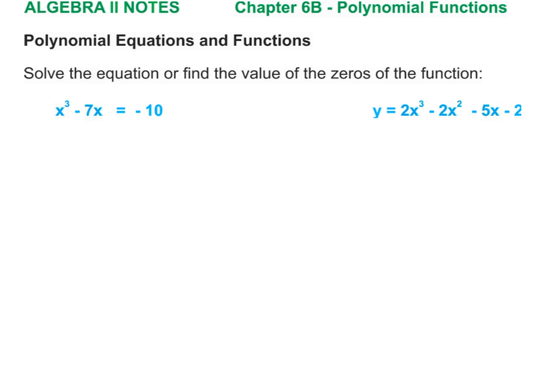Next situation. What if they ask you to solve an equation or they ask you to find the zeros of a function? In both cases, you need to set them equal to 0. Therefore, I need to move this negative 10 to the other side. I'm going to add its opposite to both sides. Okay, at this point now, I got to look to factor. I got to factor this thing.